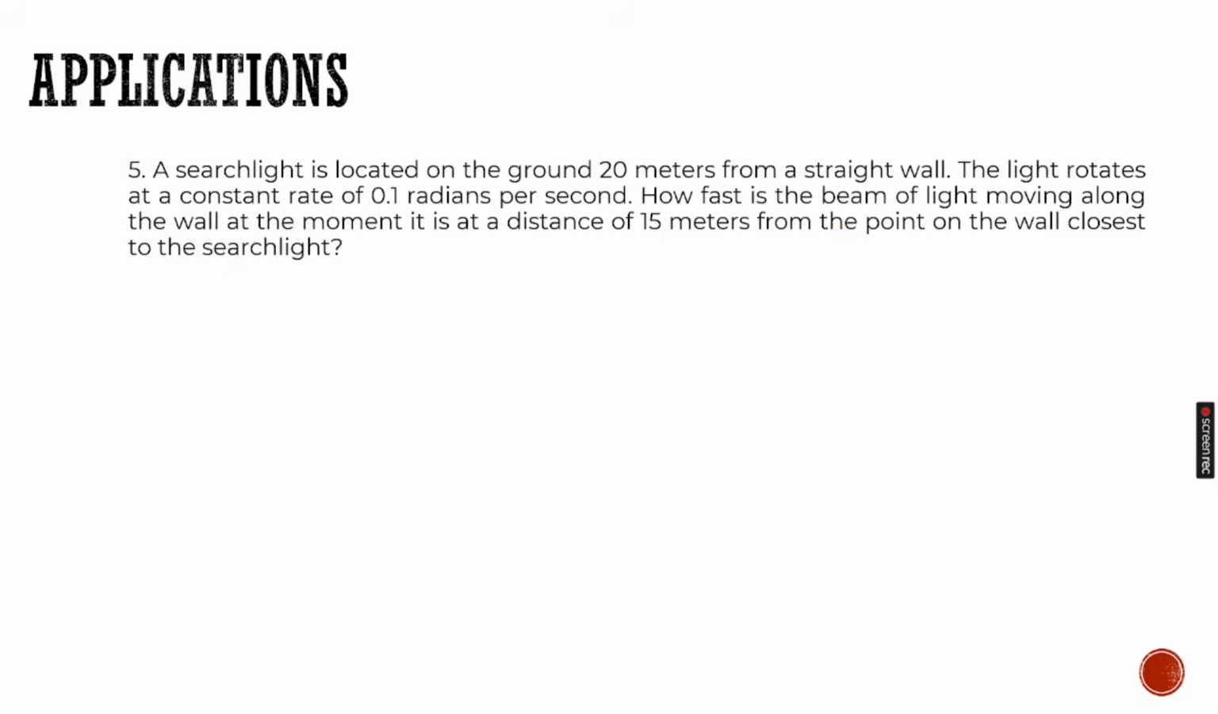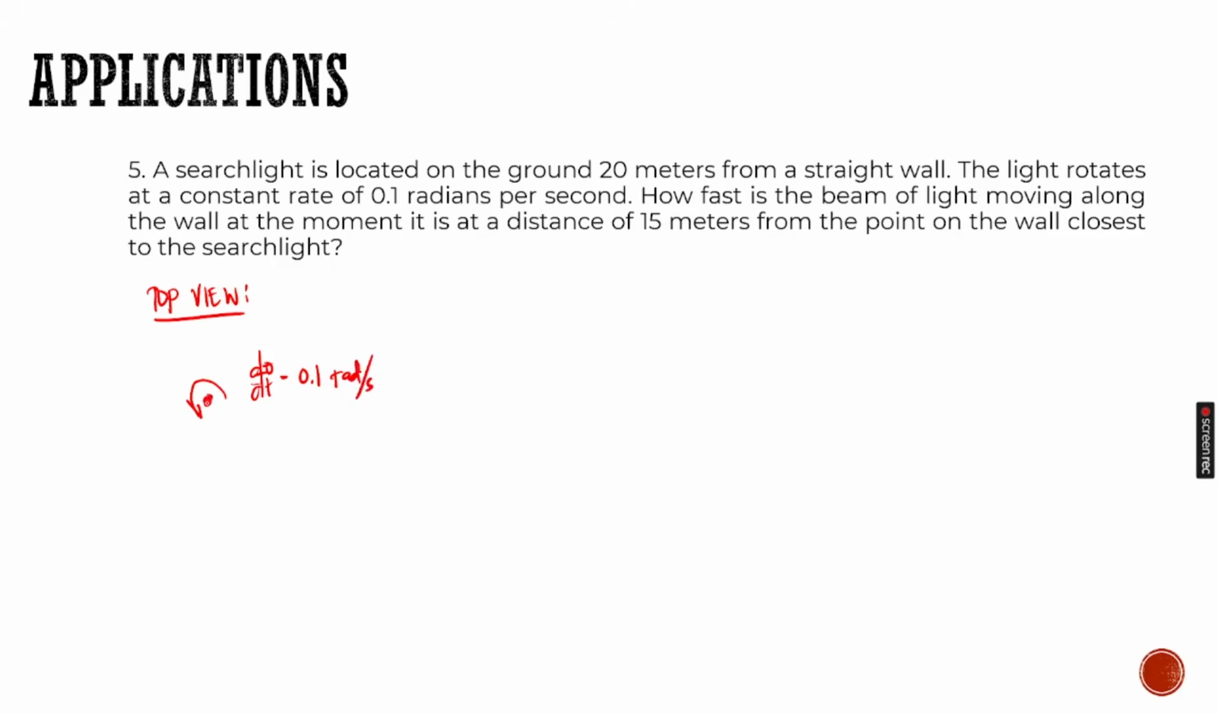Okay, this one. A searchlight is located on the ground 20 meters from a straight wall. So we have here the top view again. In problems like this, you can visualize the problem using the top view. This is our searchlight, which rotates at a constant rate, d theta over dt, equivalent to 0.1 radians per second. Now, how fast is the beam of the light moving along the wall?